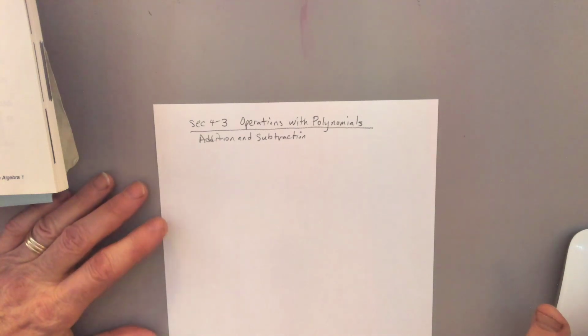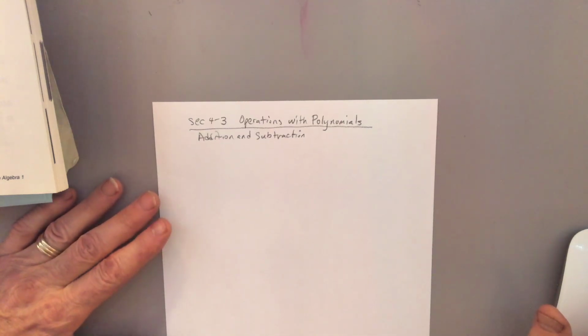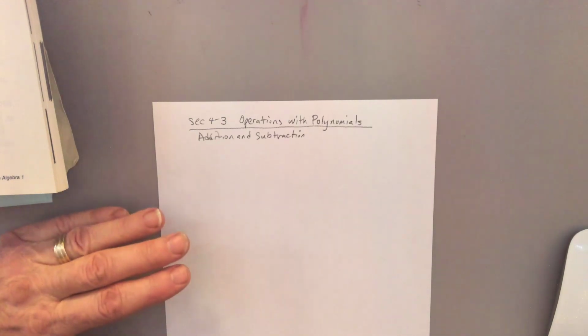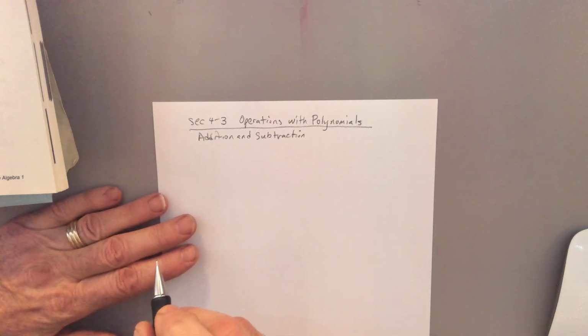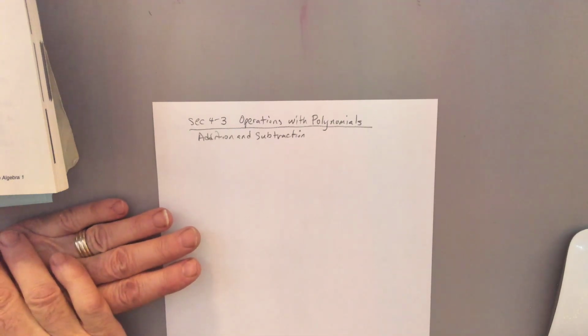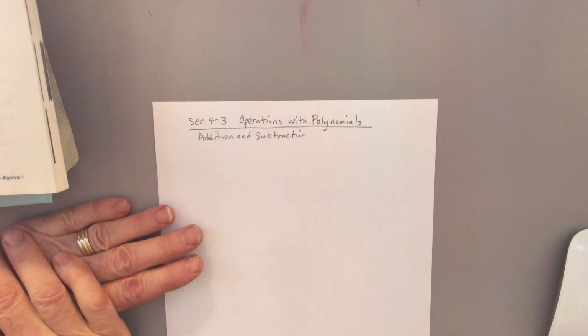Today we're looking at section 4.3, operations with polynomials. Specifically today we're going to look at addition and subtraction. A polynomial is an expression where the terms are separated by plus and minus signs, and they involve monomials.